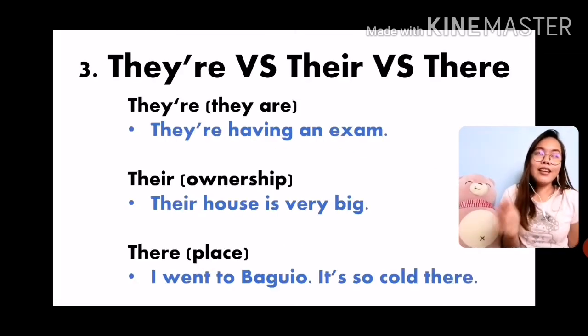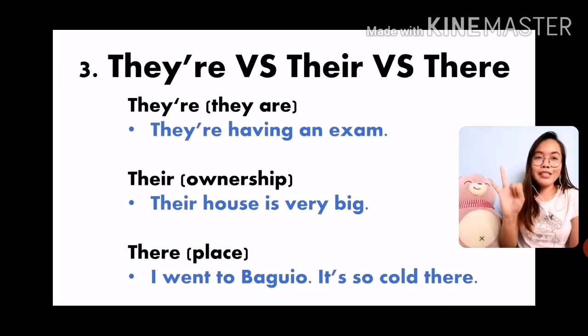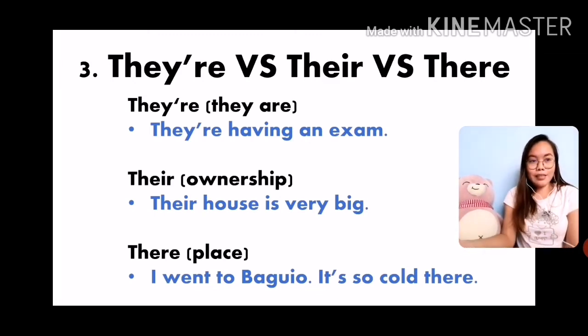And the last for this video is the three theirs. The first one is they're versus their versus there. So what are the differences? These words are also commonly misused, most especially in social media. The first one is they're. The same with you're, it is a contraction of they and are. So you are referring to a group of people. Example, they are having an exam. So you say they're having an exam.